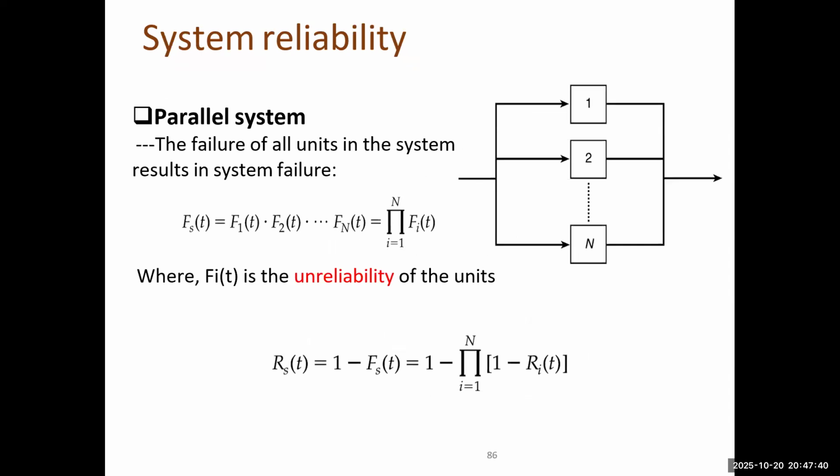Okay, so let's consider a more complicated system, that is the parallel system. In the parallel system, each component can work independently. So the system will fail only if every single component fails. As long as at least one component is functioning, the system is operational.